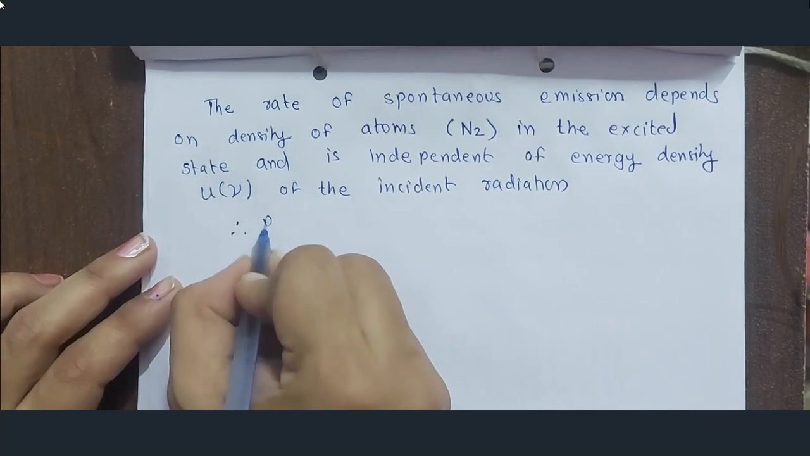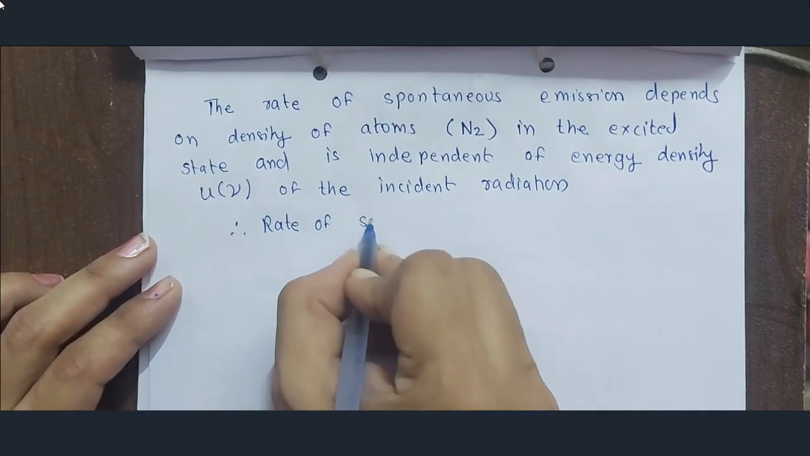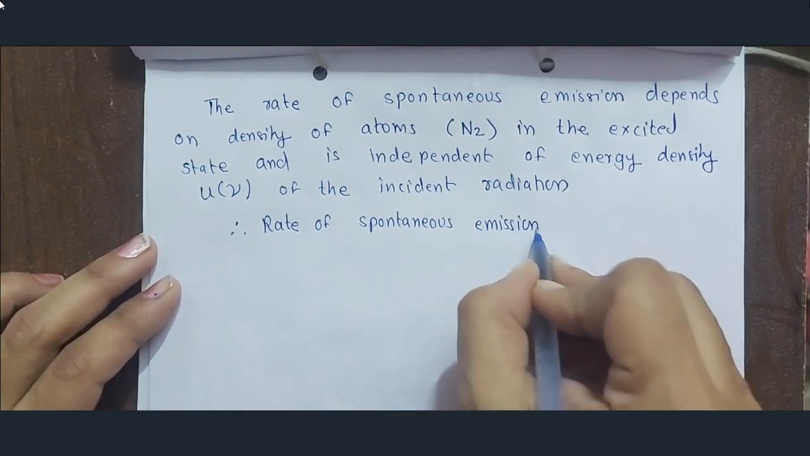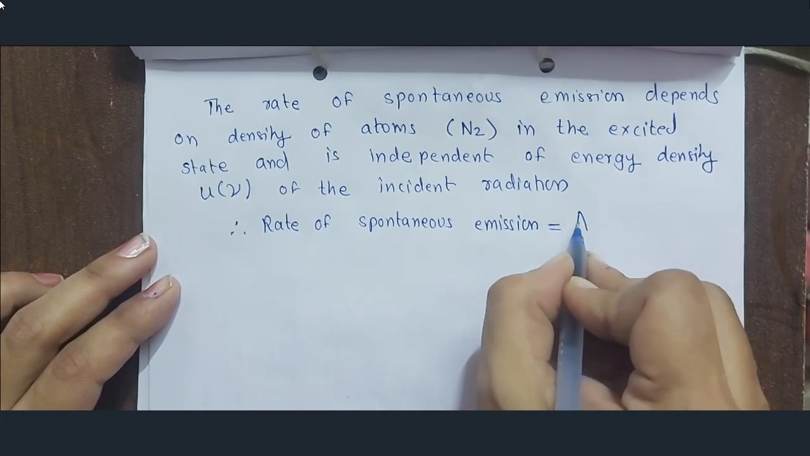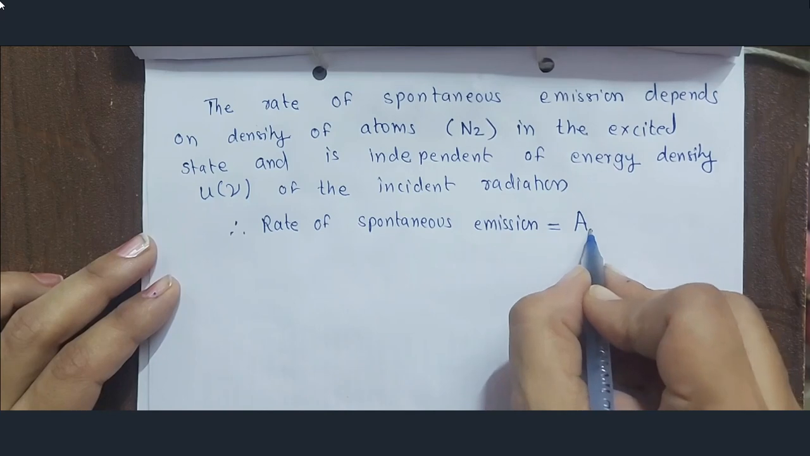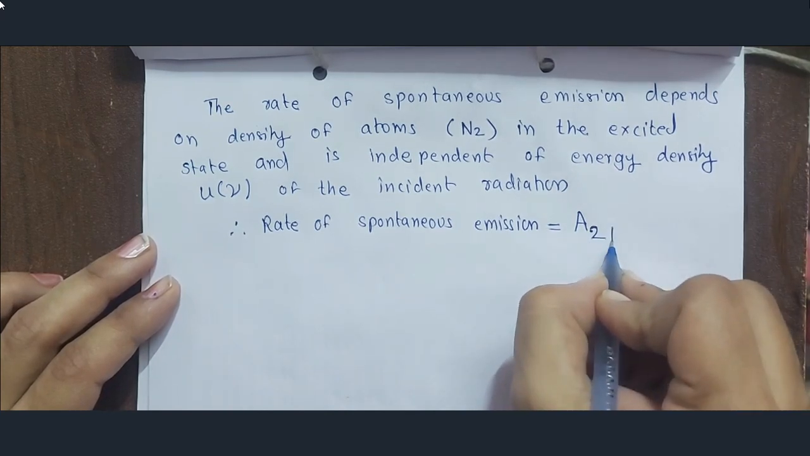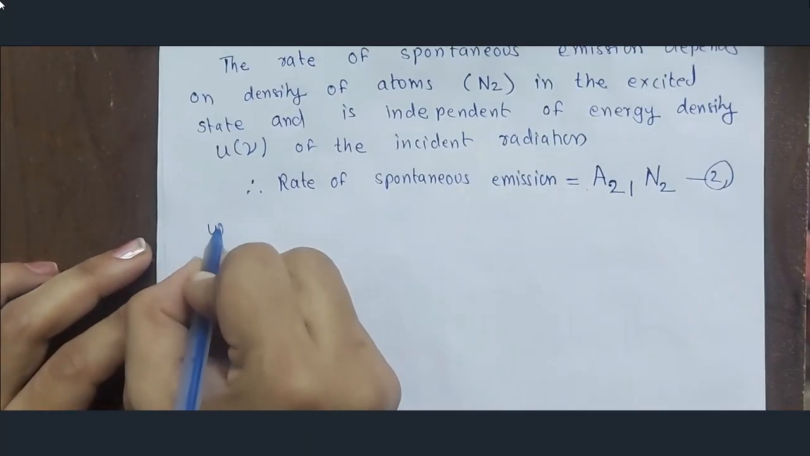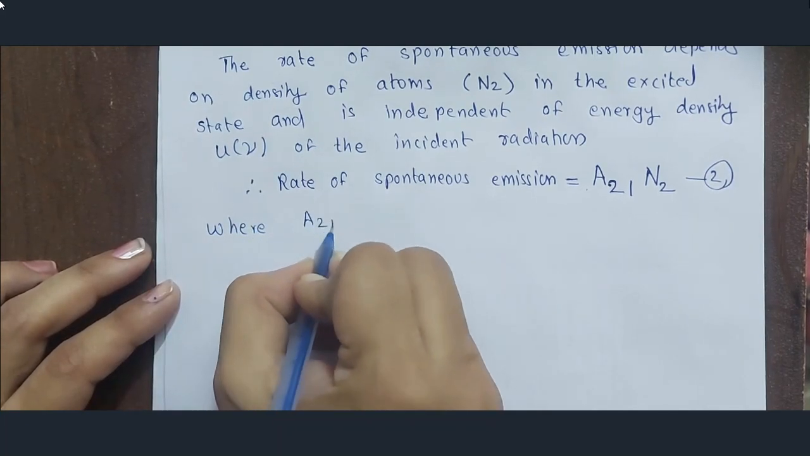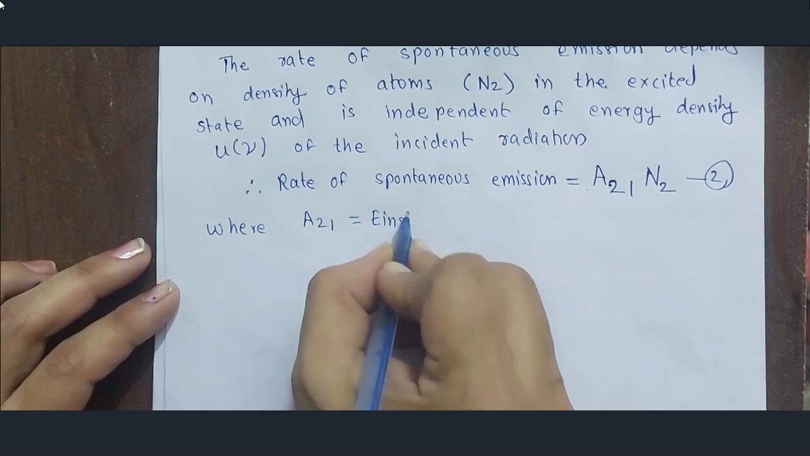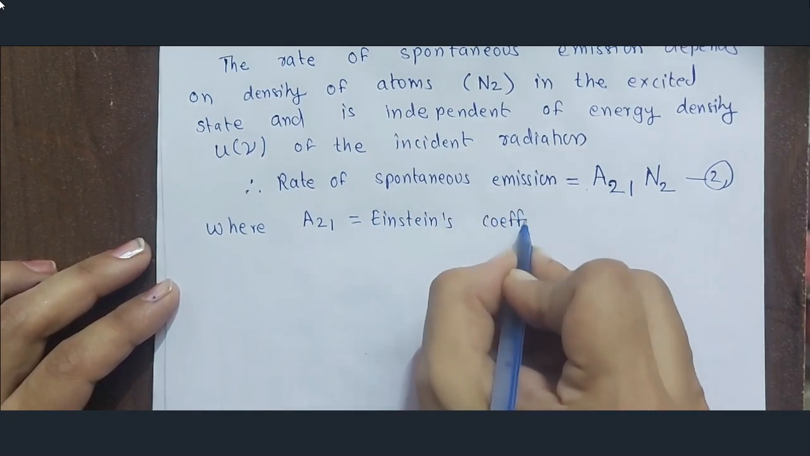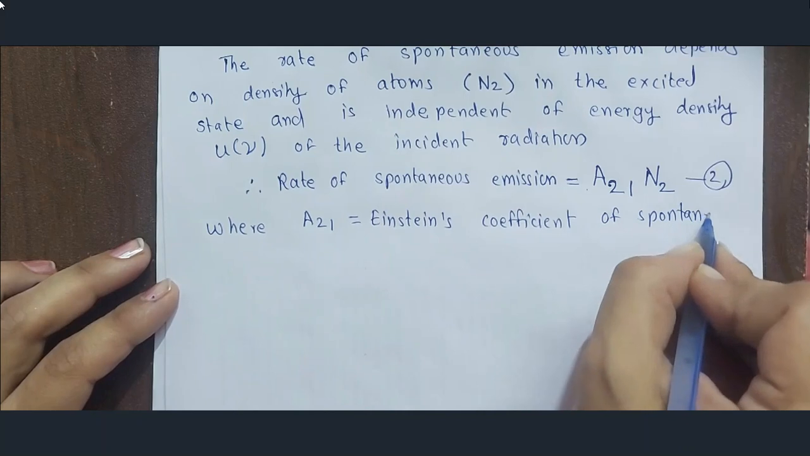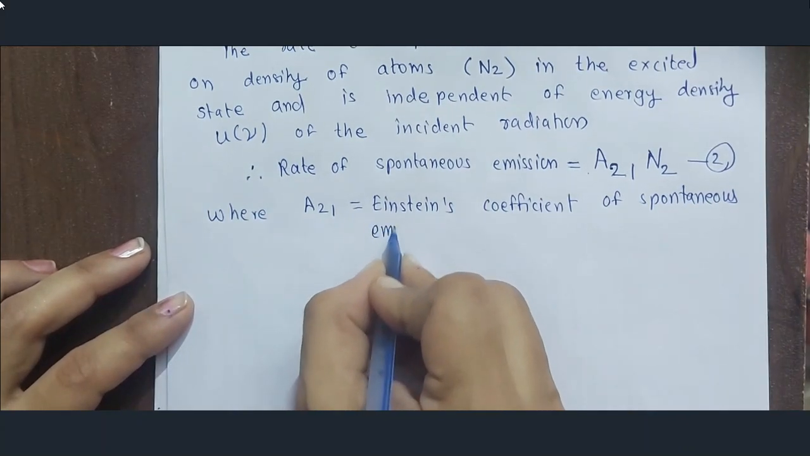Therefore rate of spontaneous emission is equal to, अब हम A से denote करेंगे A. अब transition कहाँ से हो रहा है, excited state में था atom और कहाँ आया, ground state में. therefore A21 और यहाँ number of atoms था n2. This is equation number 2, where A21 is the Einstein's coefficient of spontaneous emission.